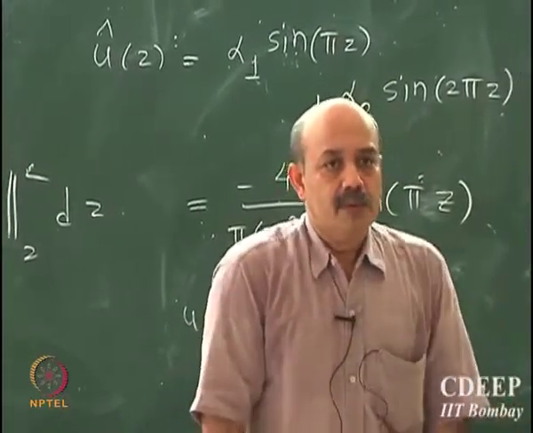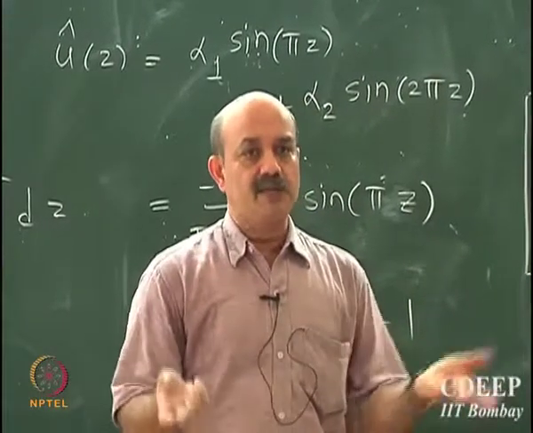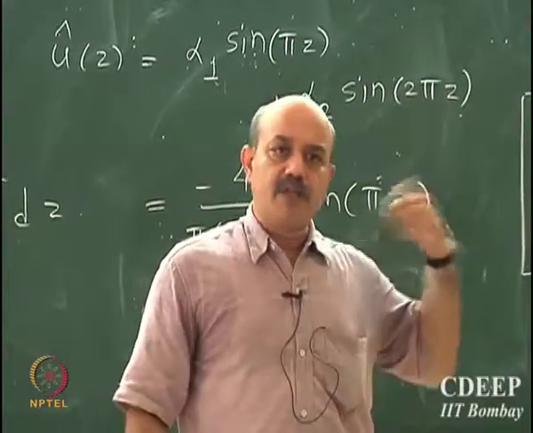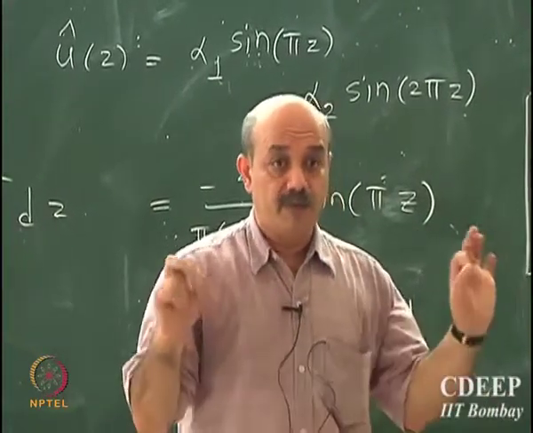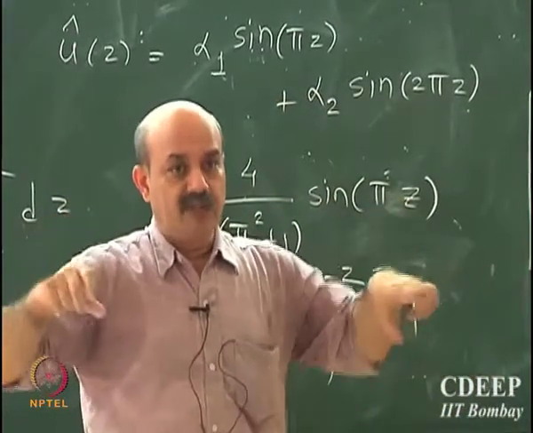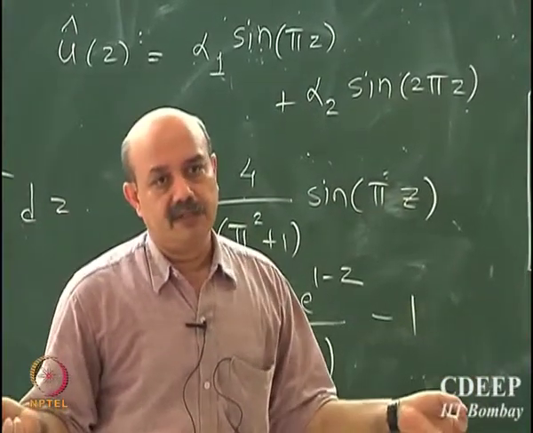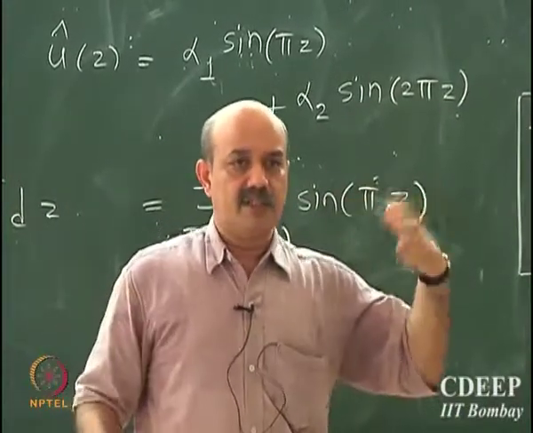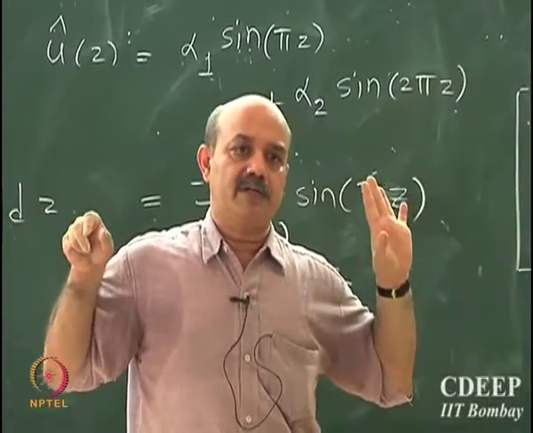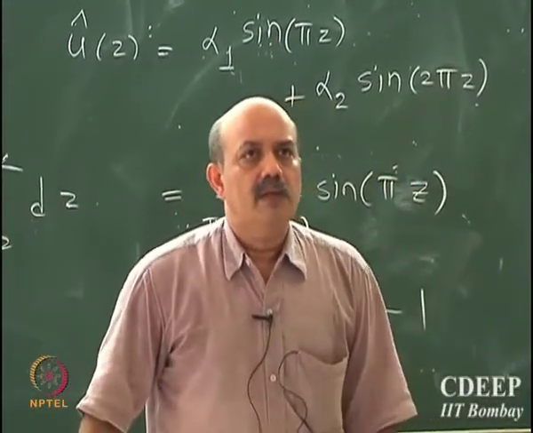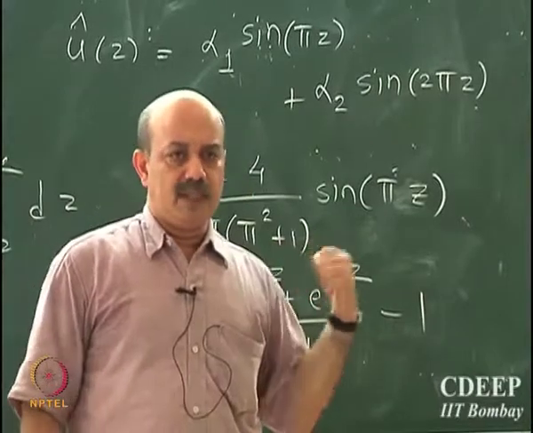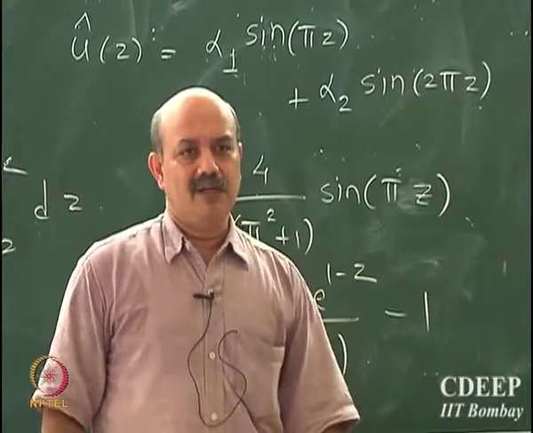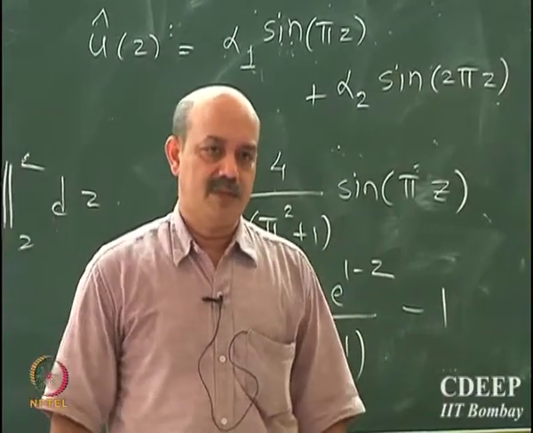I can choose them from a standard basis like sine, cos. I could choose them from Legendre polynomials, shifted Legendre polynomials. I could have worked out this problem using shifted Legendre polynomials if I have those which satisfy the two boundary conditions. In this particular case, sine functions are convenient because they satisfy the two boundary conditions. They may not be orthogonal, but orthogonality always helps. We try to work with orthogonal functions as far as possible.